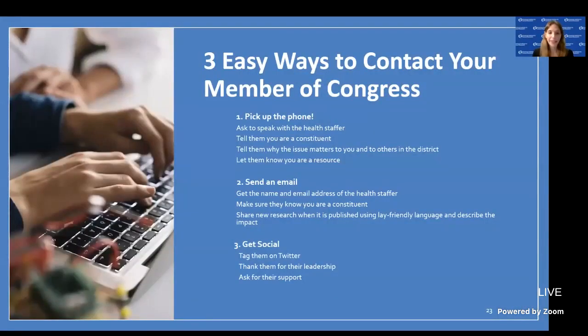So there are three easy ways to contact your member of Congress. So this is not difficult. Everyone can do it. So first, pick up the phone. I just shared how you can find their phone number.